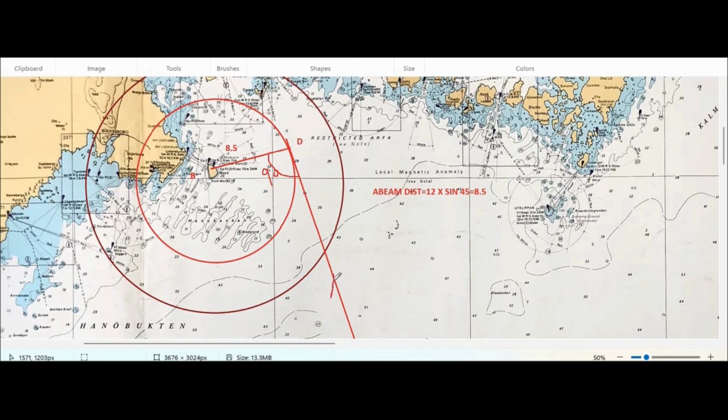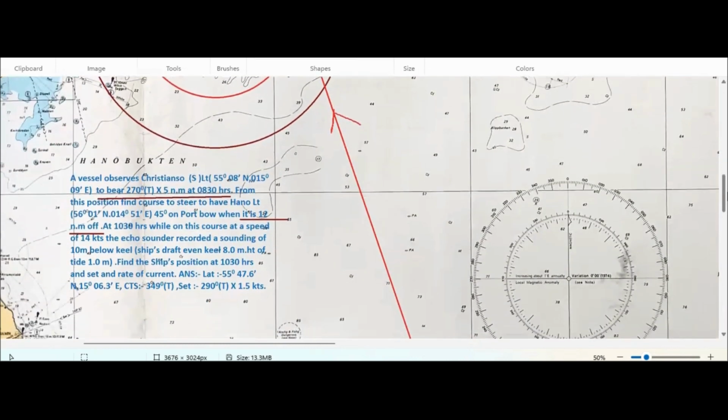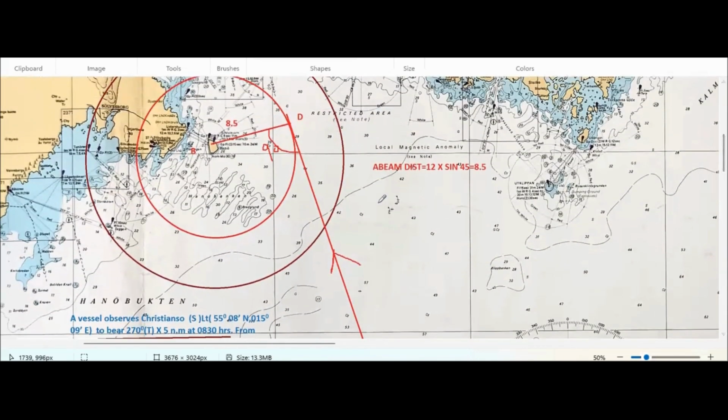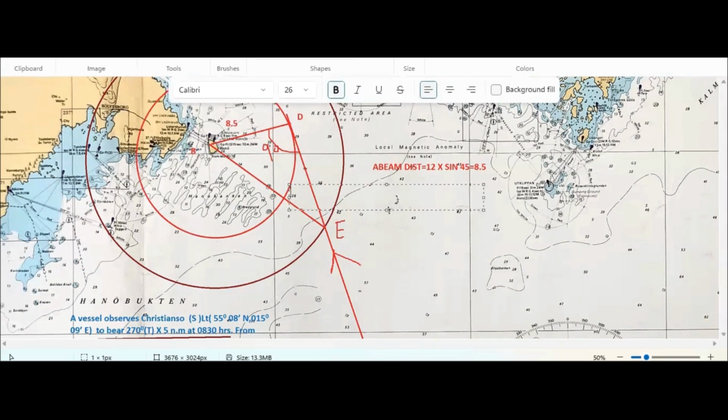This will be your course. Now, if you want to see that, what is the question mentioned? It should be 45 degrees on the port bow also. This also has to be fulfilled. Now, if we join the E point, the vessel at E point is 12 miles off. At the same time, that lighthouse should be 45 degrees on the port bow. So if you join B and E and measure by the protractor, it will automatically be 45. If you measure by protractor, it will be automatically 45.